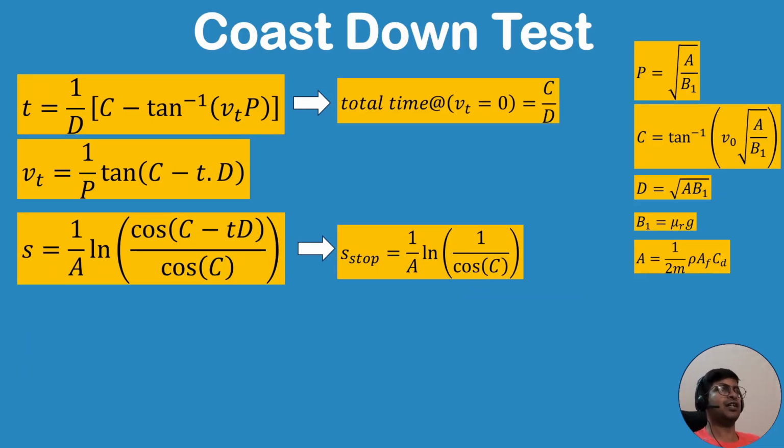But I am interested in time to stop. When v becomes 0, the time will be just c by d. And what is the distance when t is equal to c by d? I end up with this formula, which is 1 by a into ln 1 by cos c, or you can also write this as minus 1 by a into ln cos c. So finally we are done with the derivation of the formula. Now let's go back to the Excel sheet and see what results we are getting out of this formula.